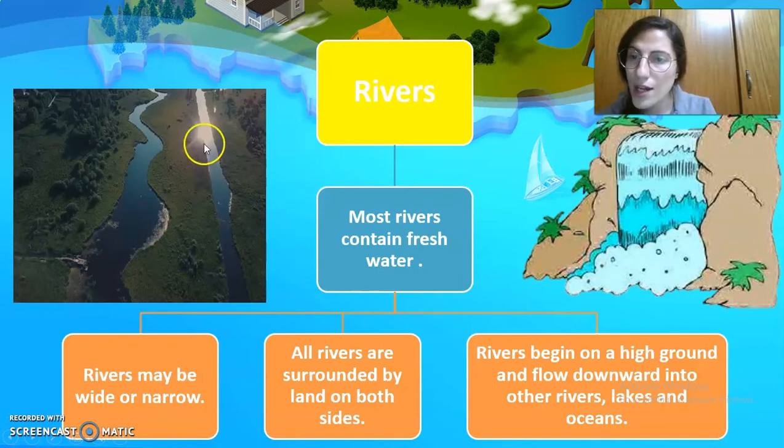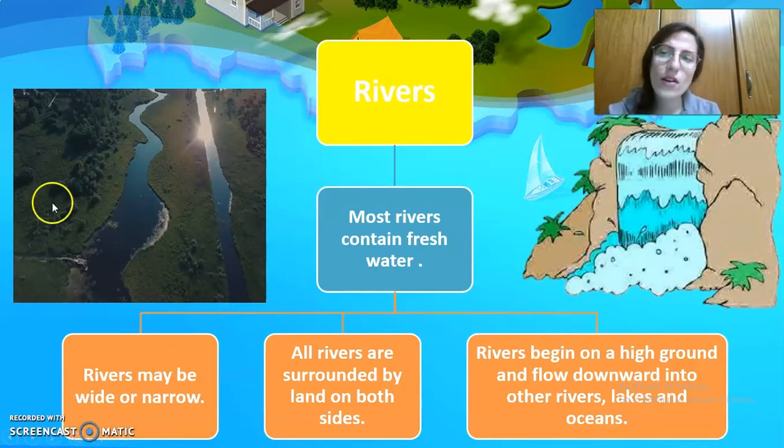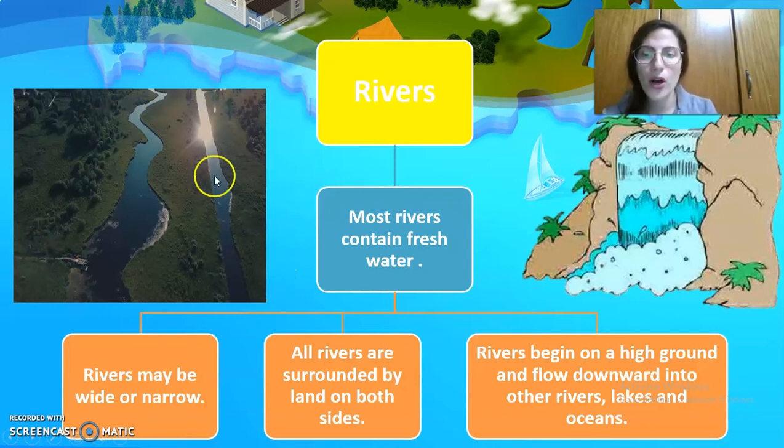This is a wide river. This is a narrow river. All rivers are surrounded by land on both sides.